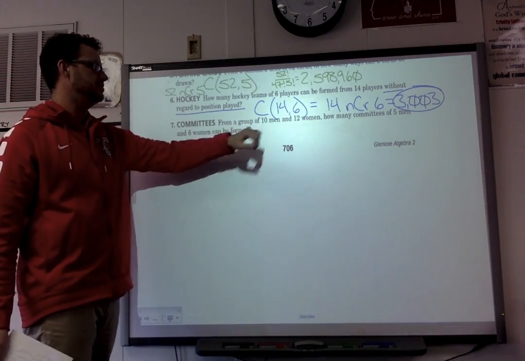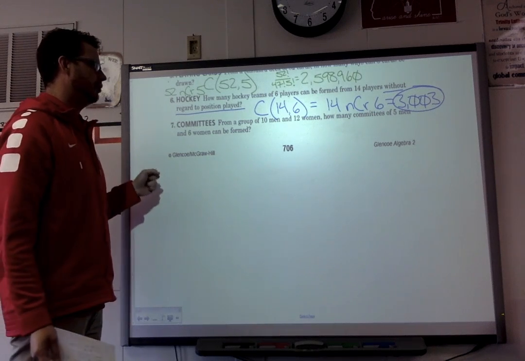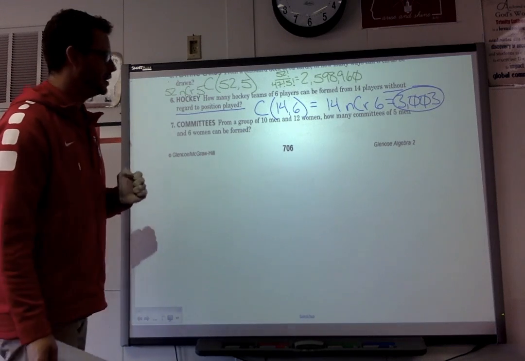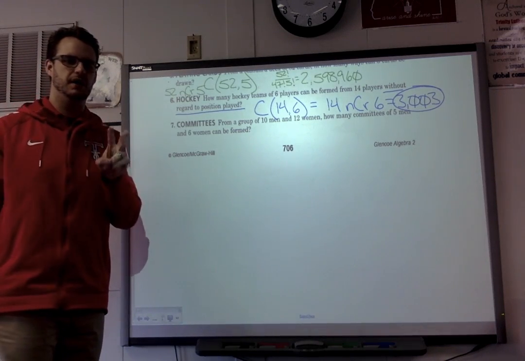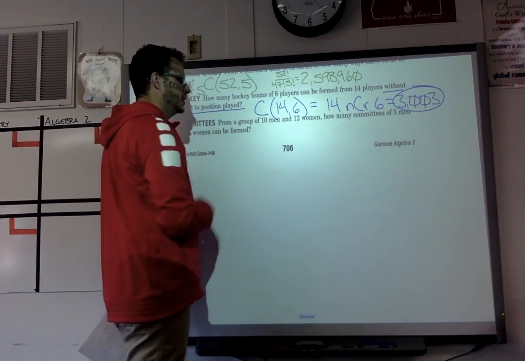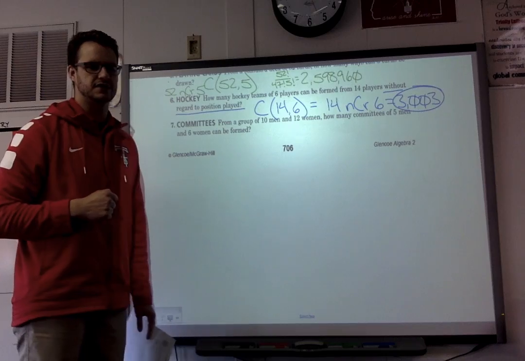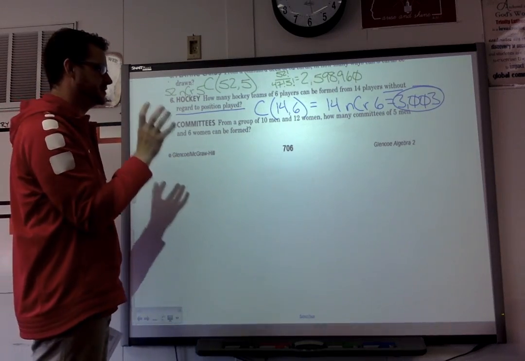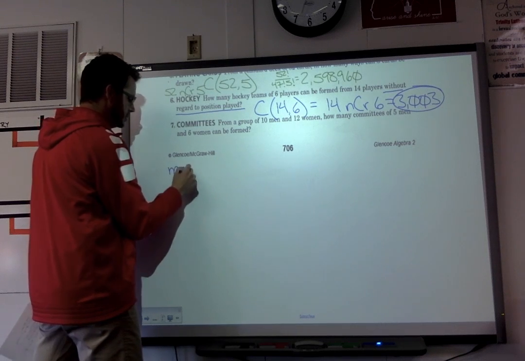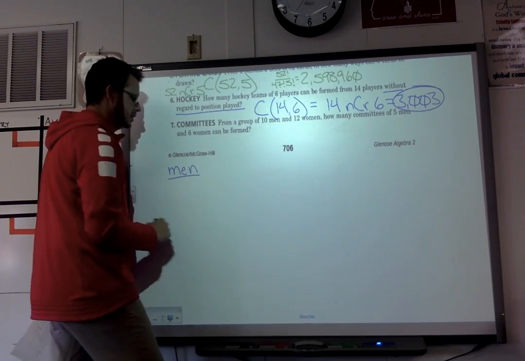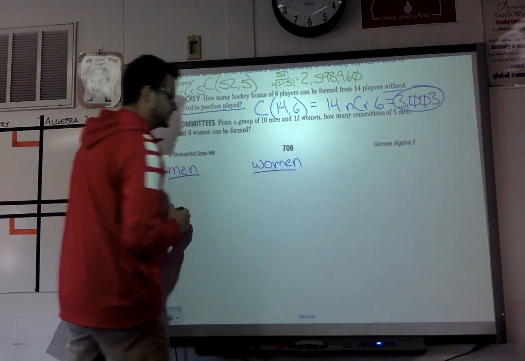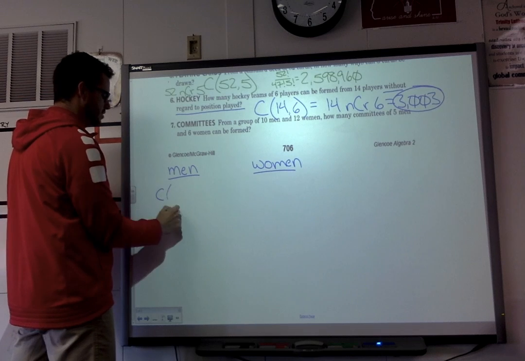From a group of 10 men and 12 women, how many committees of 5 men and 6 women can be formed? So here we actually have 2 different combinations that we need to come up with. We can't just add this up and say that there's 22 total people and that we need to pick 11 of them, because we've got separate for men and women. So I'm going to go ahead and split this up into 2 separate combinations. The order doesn't matter, so I know they're combinations.